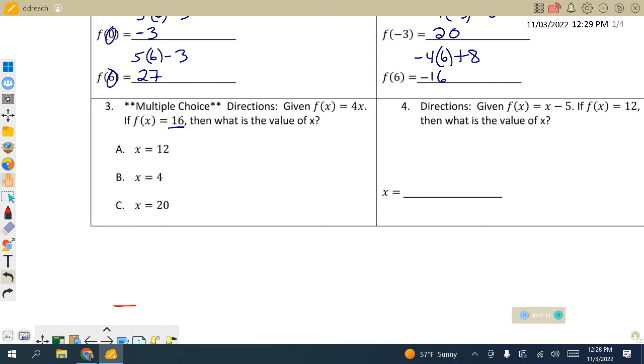So what I'm doing here is one of two things. I can brute force this. What do I mean by brute force? If I plug in x as 12, I'm checking to see, does that give me 16? No, what's 4 times 12? 48, right? Yeah, 48. That's not 16, so it can't be 12. So if you're not sure what the answer is, it's multiple choice, we can brute force it.